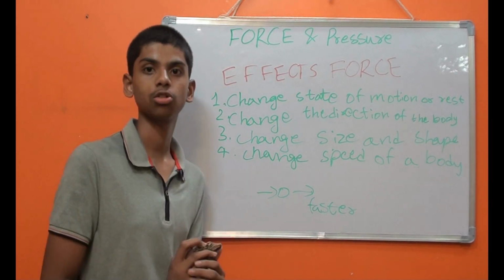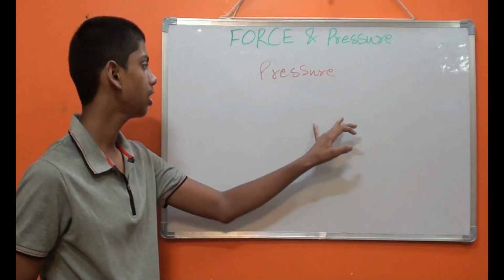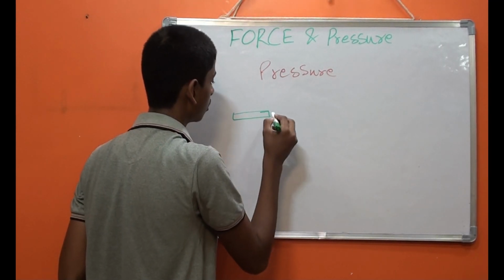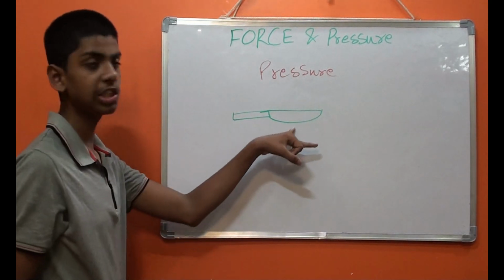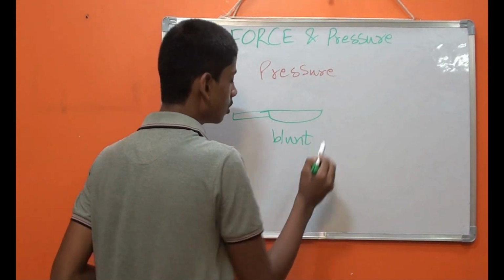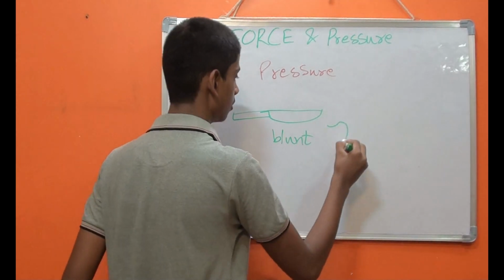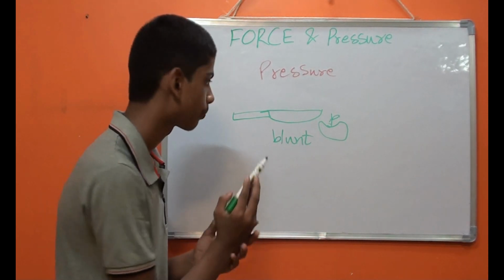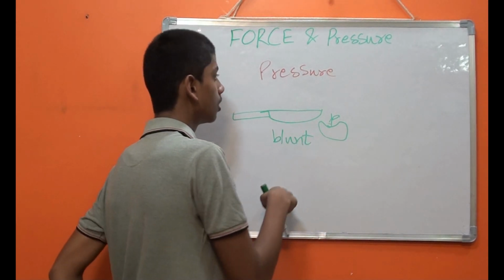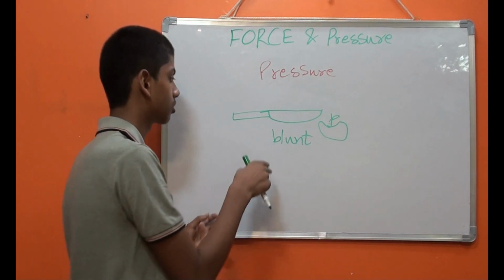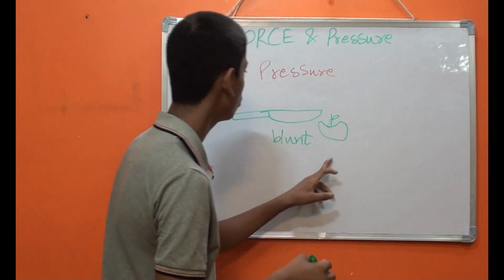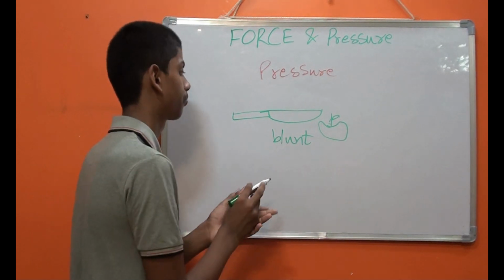Now let's see our next topic. Friends, now let's learn about pressure. Here let's take a knife. Now this knife is blunt. Now you are trying to cut an apple. It wouldn't cut properly. Now you have to exert more force. Now this is what pressure is.